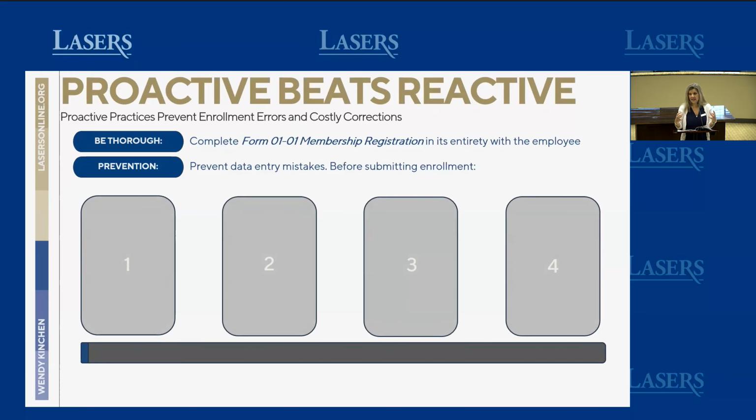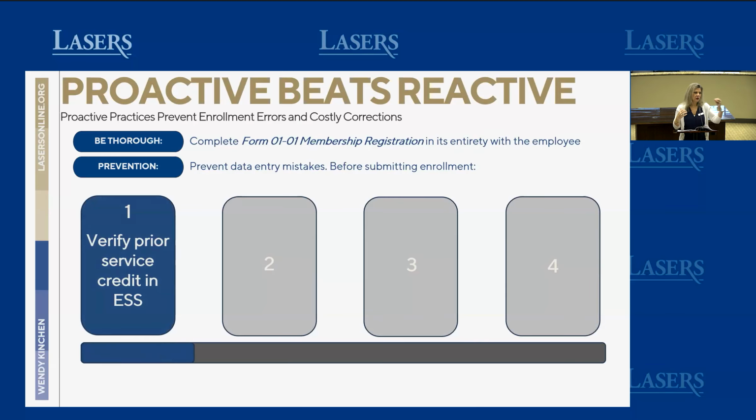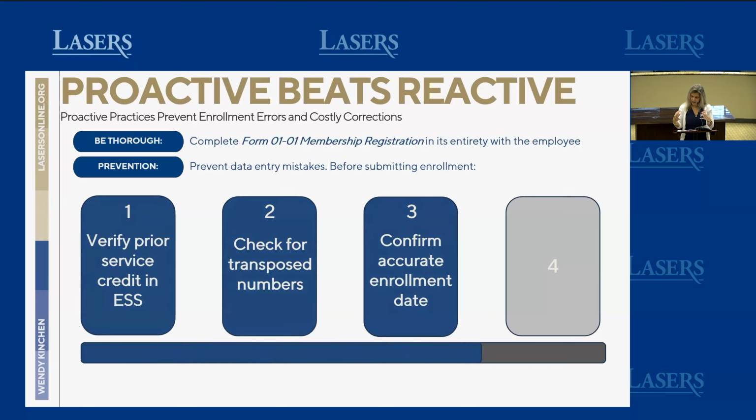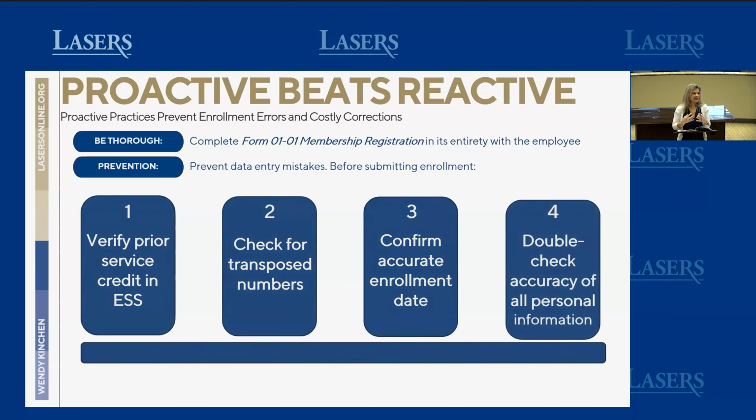Complete the Form 0101, membership registration, in its entirety with that new employee. Prevent data entry mistakes before you actually hit that submit button, and know that you've done your due diligence to do your job the best, the most efficient, and the correct way that you can. And so complete the Form 0101 with every new hire. Additionally, check employer self-service for prior service credit.